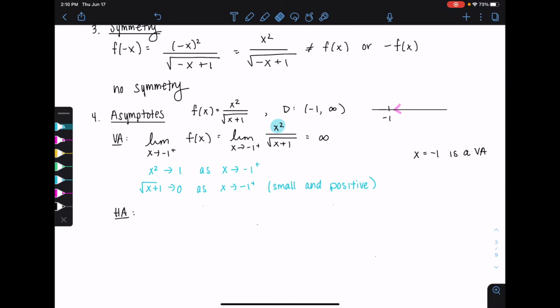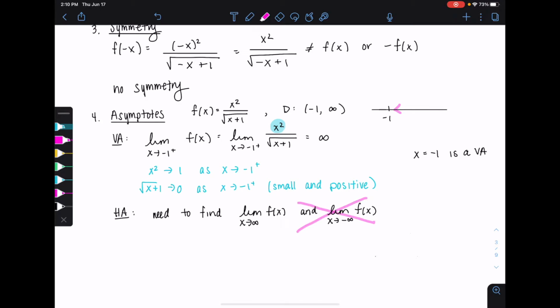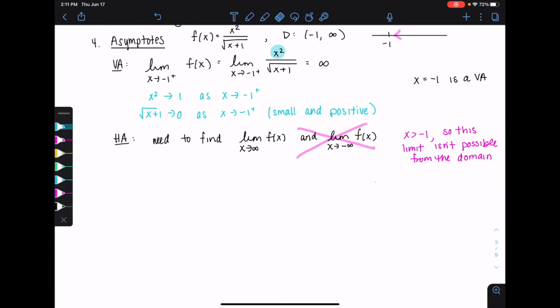Next, we find horizontal asymptotes. So we need to calculate two limits as x approaches positive or negative infinity. But thinking to that domain, this one is completely useless for us because x has to be greater than -1. So this limit isn't possible from our domain. So we really only need to take the limit as x approaches positive infinity for this function. Remember the approach, we're going to multiply top and bottom by the highest power in the denominator, which for us is the square root of x.